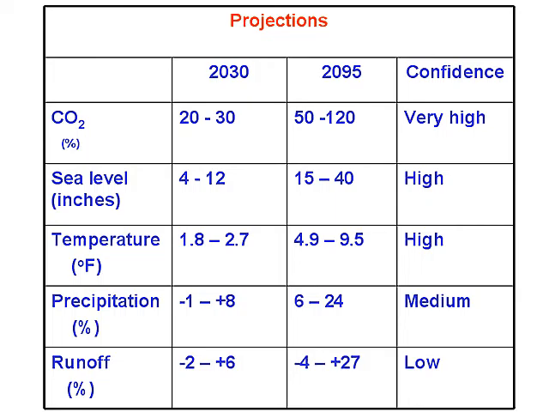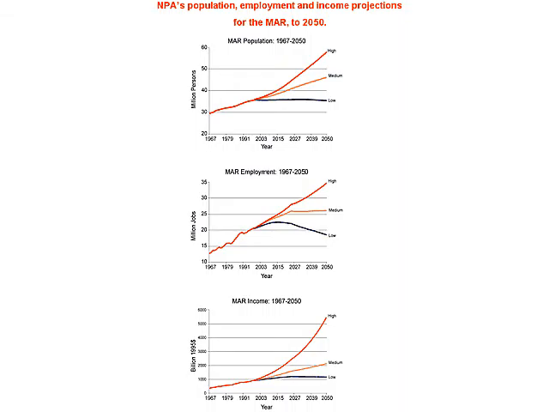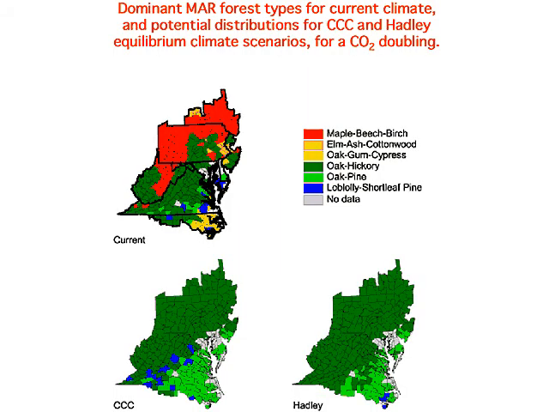Similarly, we looked at projections for the future in terms of things like population and income. This is just an example showing that we have a medium projection as a most likely projection, but we also had high projections and low projections for employment, population, incomes, and so forth, to begin to look at what the impacts in the Mid-Atlantic region might be. Well, let's look at some of those impacts.